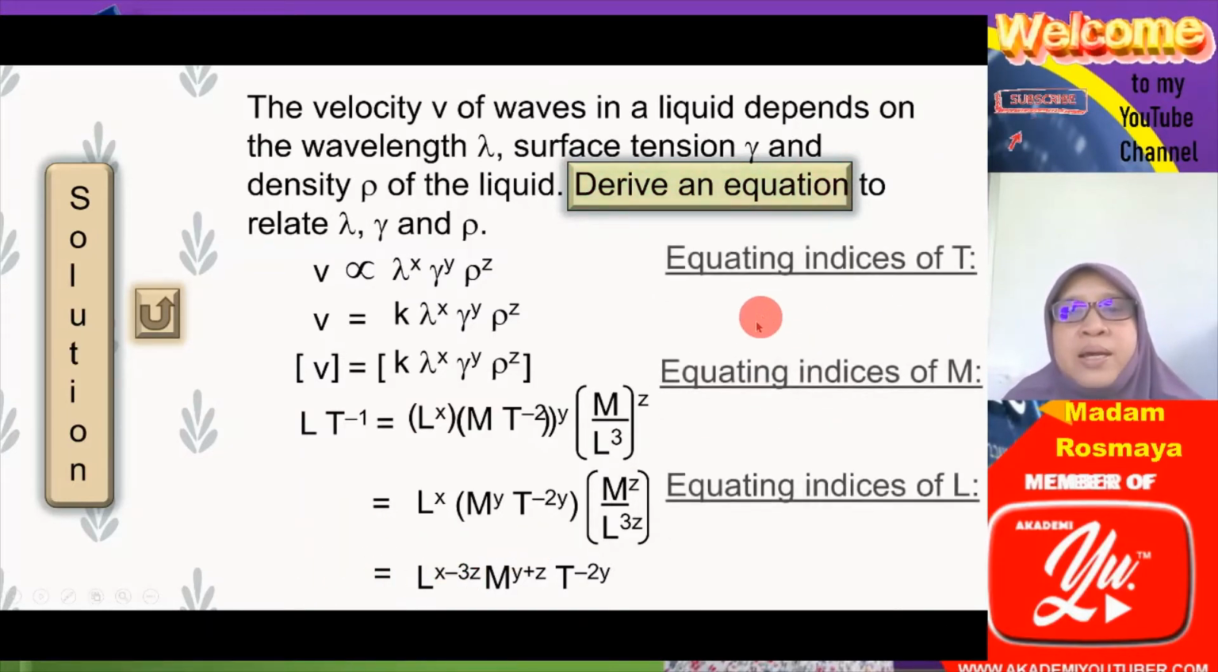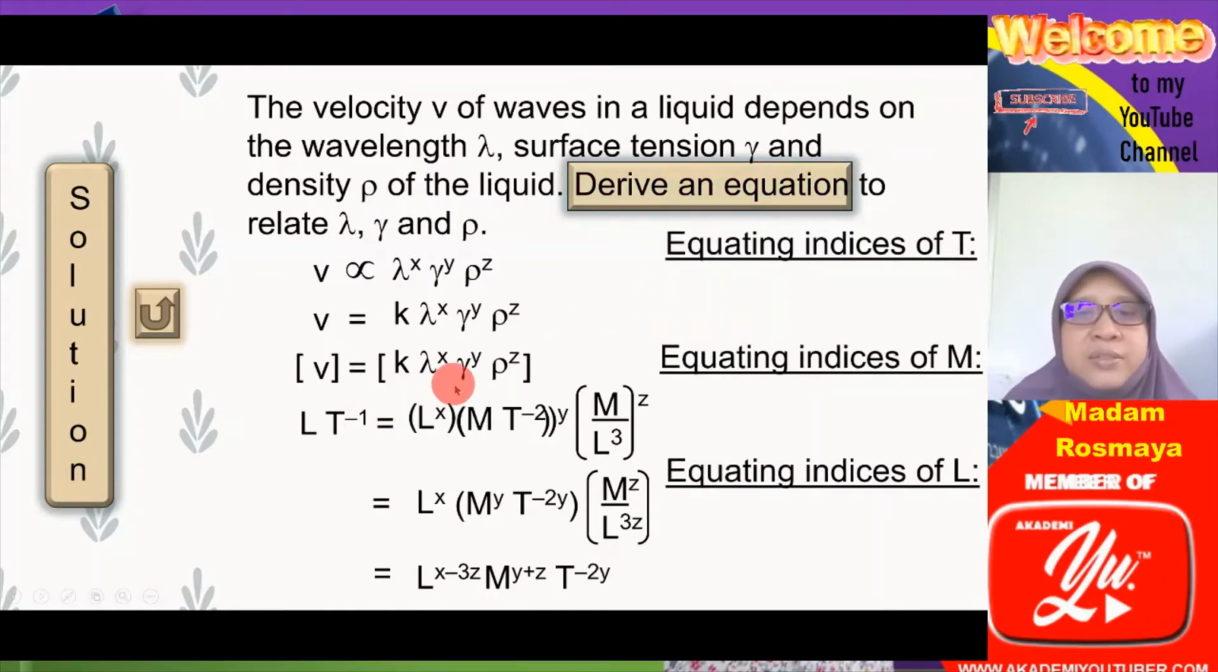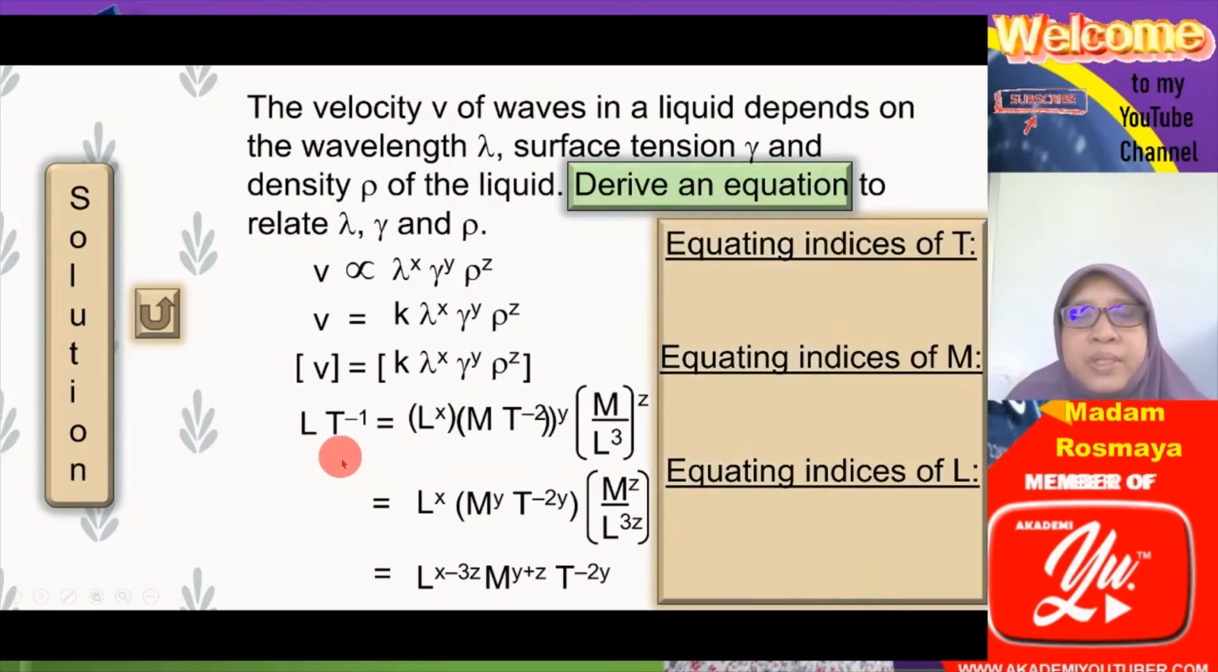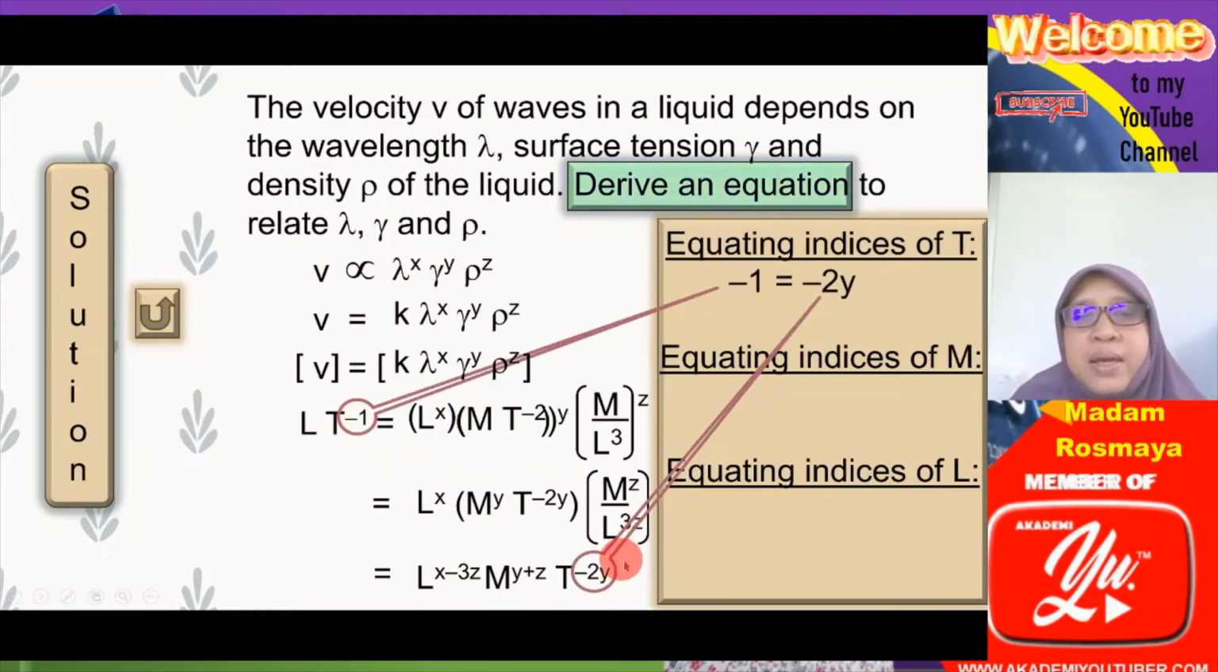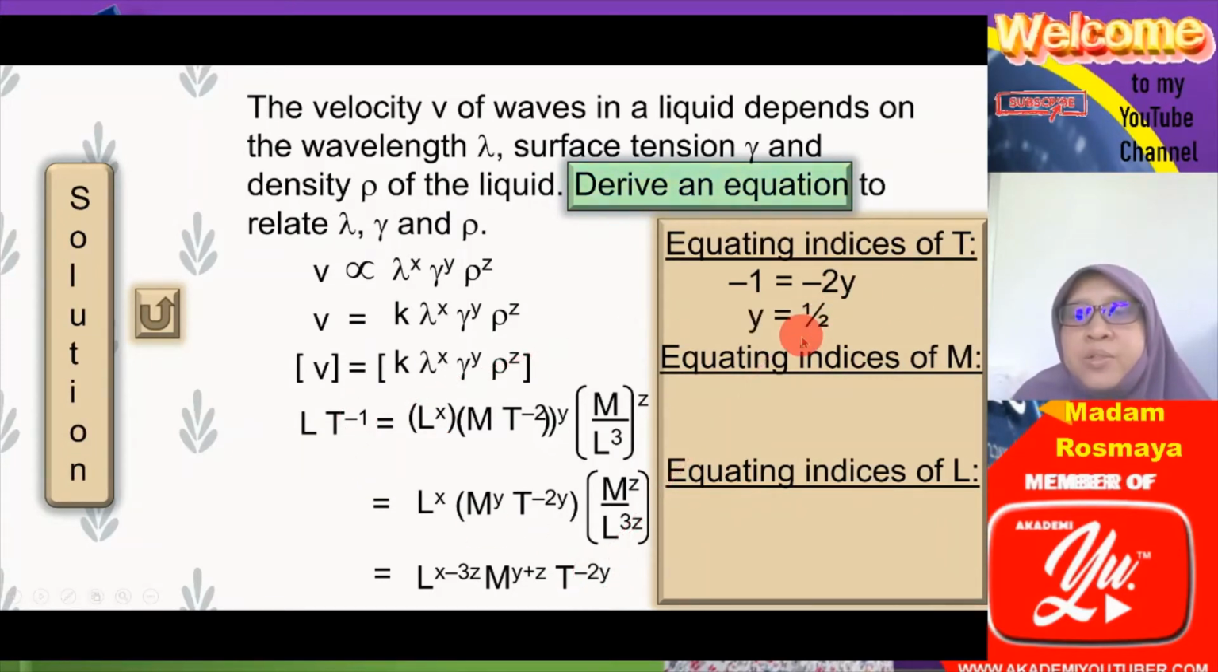Okay, now we are going to equate the indices. We have T here, we have M, and also we have L. So we are going to equate their indices. Okay, first for T. For T, on the left side, the power here is negative 1, and for the right side, the power here is negative 2y. So we equate them and solve for y. So y is equal to 1 per 2 or half.